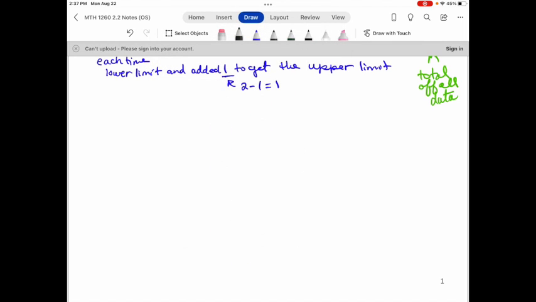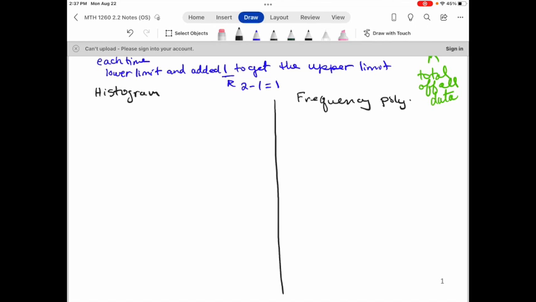Okay, so I'm going to split this up into 2 parts. So I'm going to put the histogram over here, and I'm going to put the frequency polygon over on this side. Okay, when we draw a histogram, it's basically a bar chart where we're graphing the frequency on the y-axis.